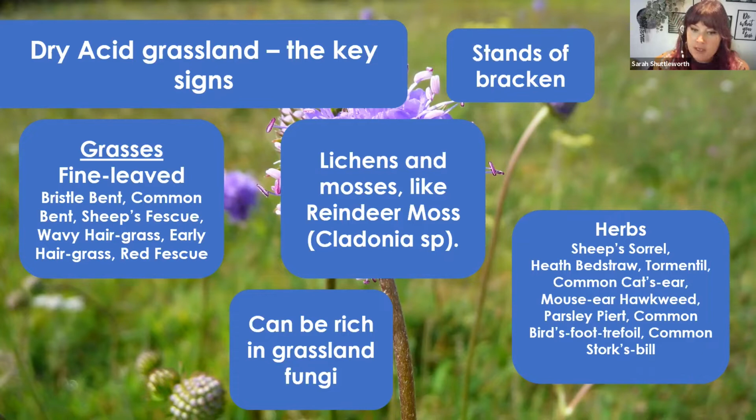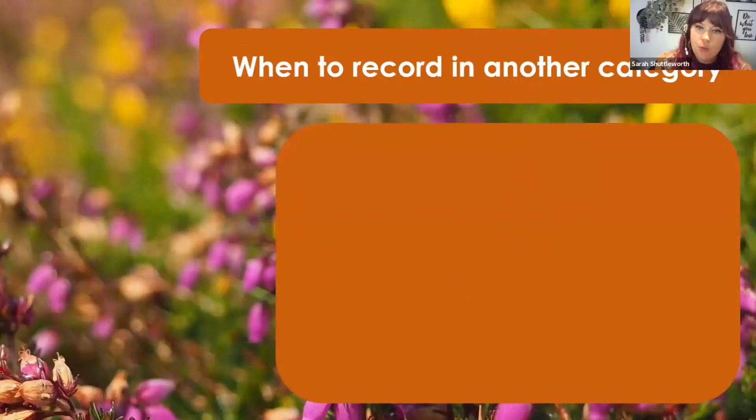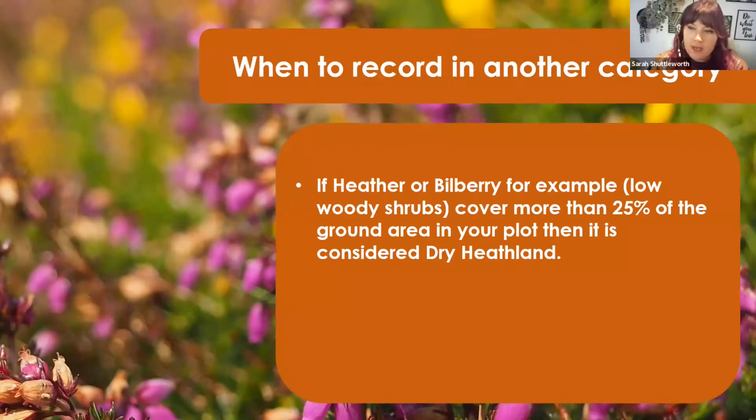So like Cladonia species, like reindeer moss, you can often find that in amongst dry acid grassland. So it's important to note when you need to actually record in a different habitat category. We mentioned the heather and the bilberry, for example, as the low woody shrubs. But if they cover more than 25% of your ground area in your plot, then you need to be recording at the dry heathland habitat.